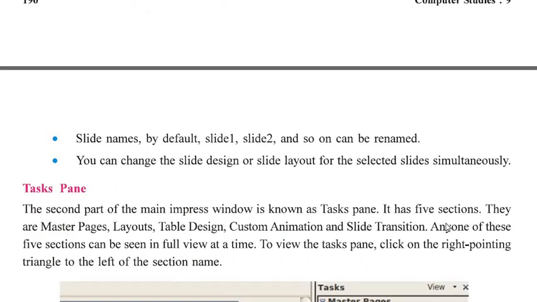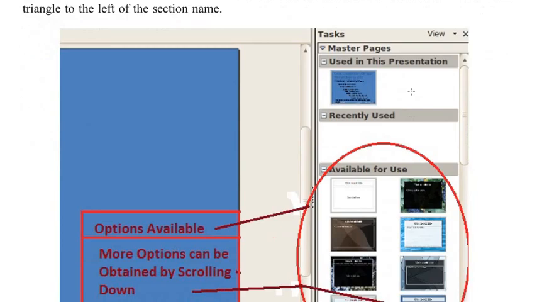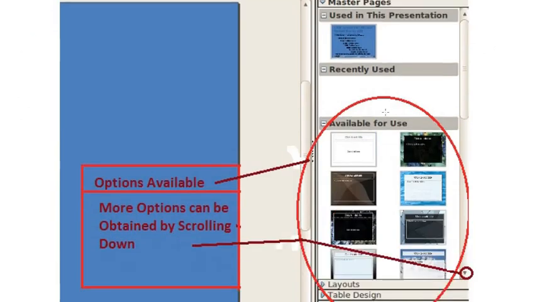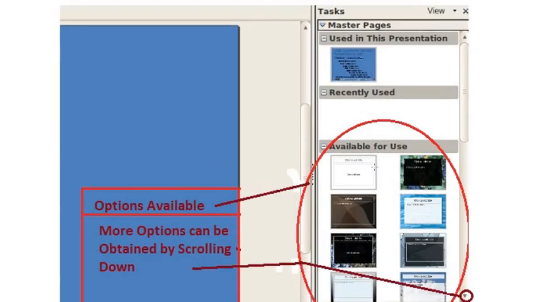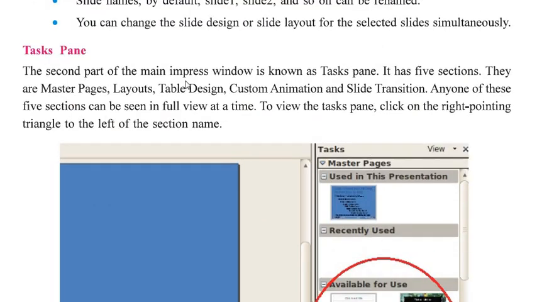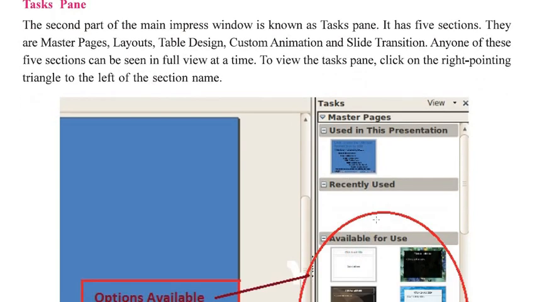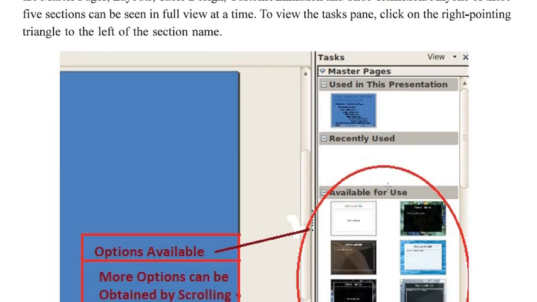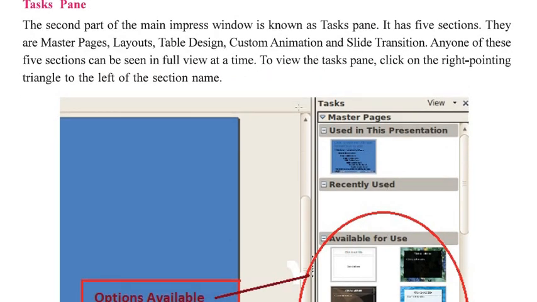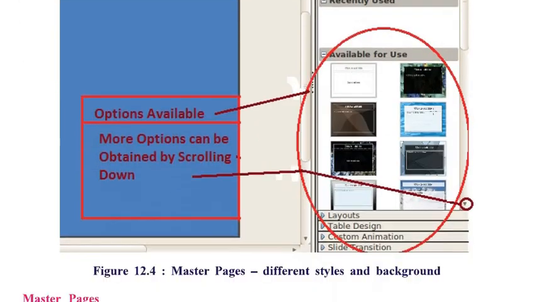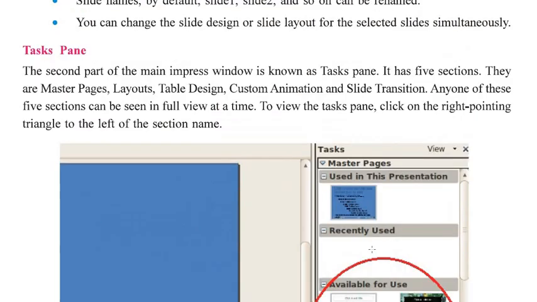Then comes the task pane, that is this side, task pane. Okay, this thing on the right hand side. So the second part of the main Impress window is known as the task pane. It has 5 sections: master pages, layouts, table design, custom animation and slide transition. These are the things which are available here.